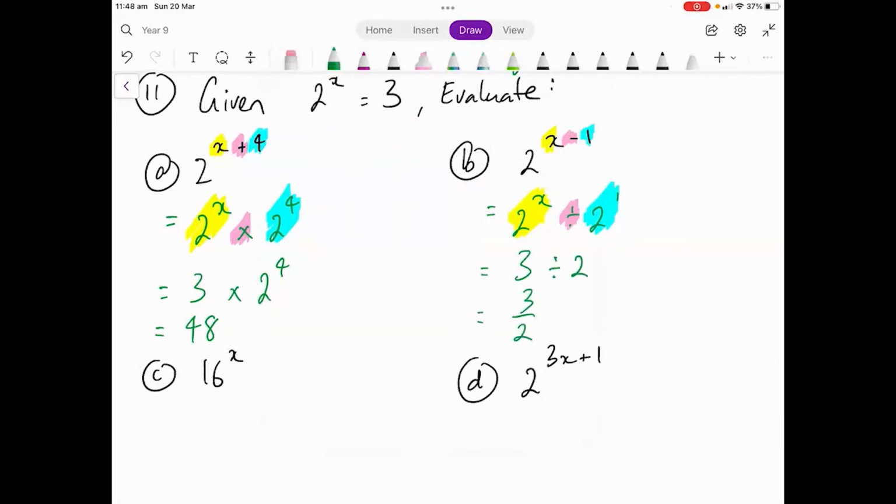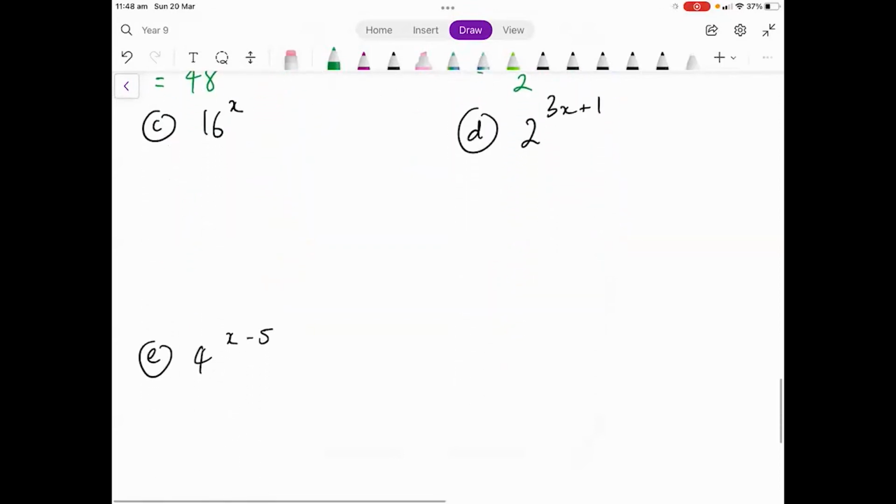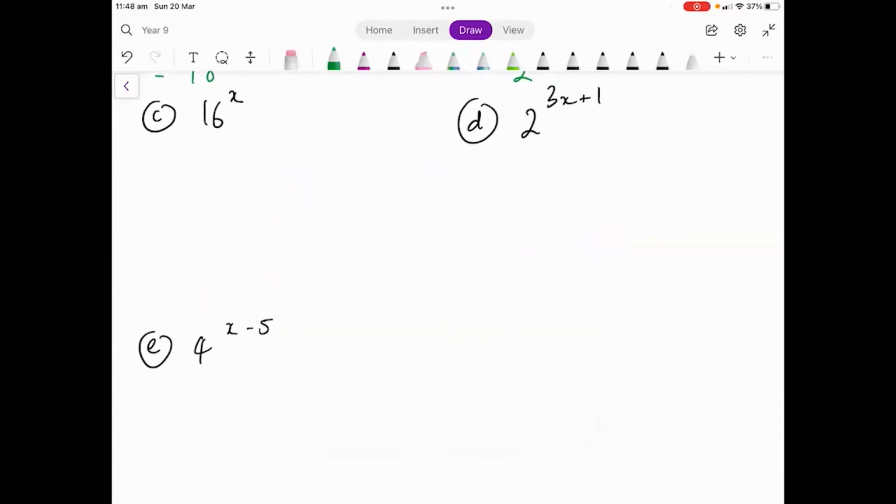Question C is 16 to the power of x. We need to change that 16 into a power of 2. Why? Because the question has given us information, and it's 2 to the power of something. So what is 16? 16 is 2 to the power of 4. So we replace 16 with 2 to the power of 4, leave x alone, and finally we get 2 to the power of 4, brackets, to the power of x. Now if you have a look at those powers, that becomes 4x.